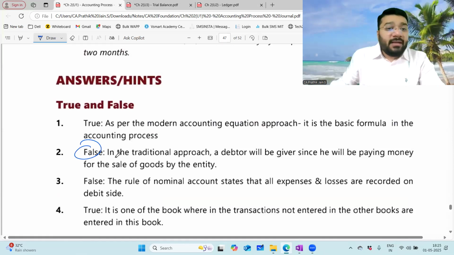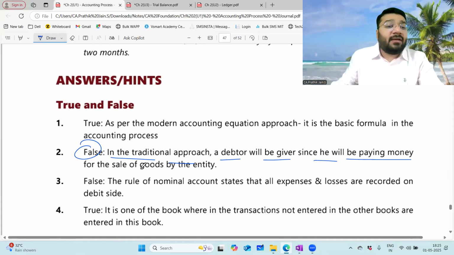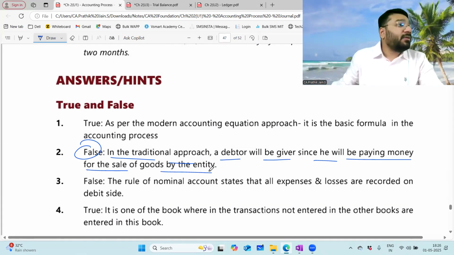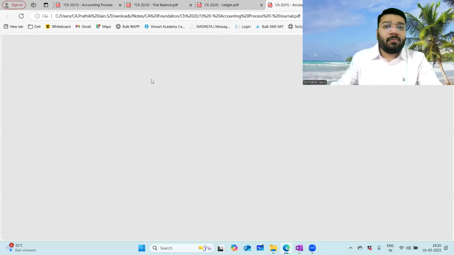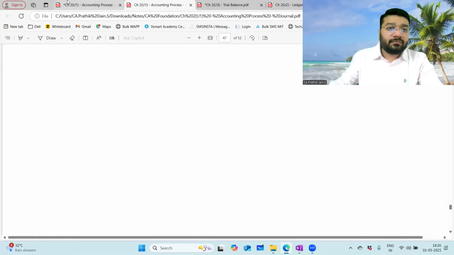False. In the traditional approach, the debtor will be giver since he'll be paying the money for the sale of goods by the entity. Correct? No doubt? Okay. Honest people, no doubt?